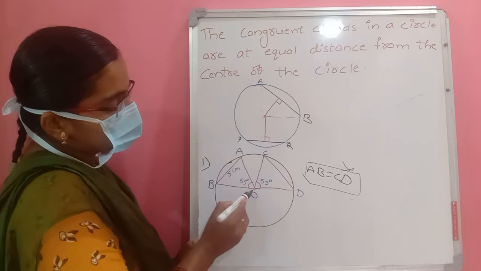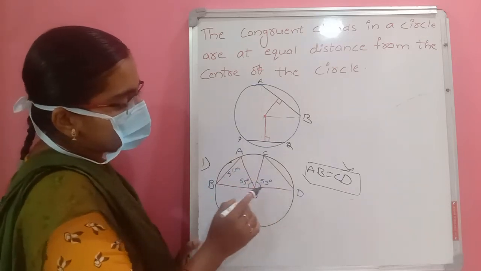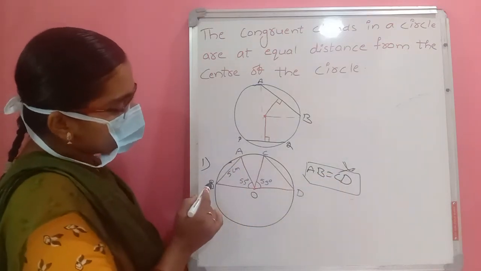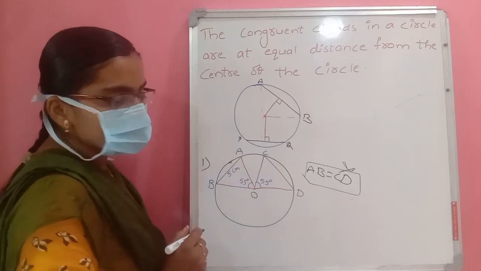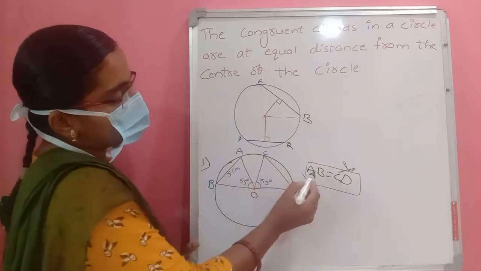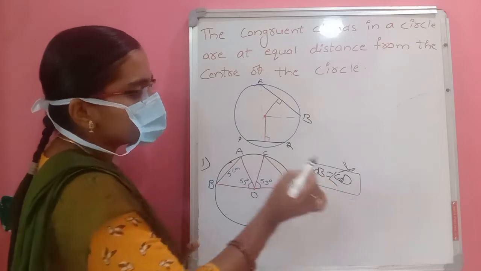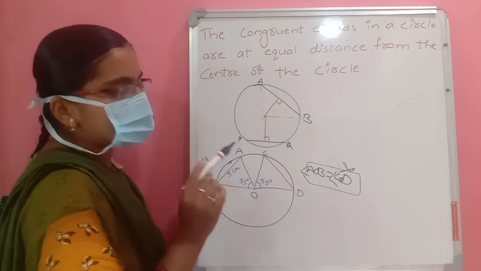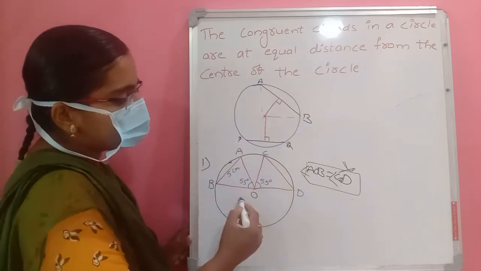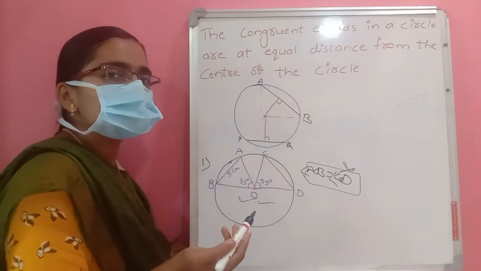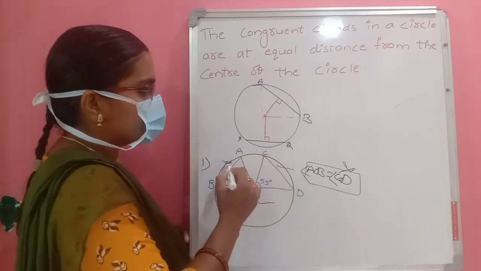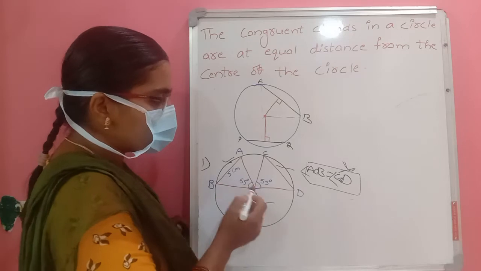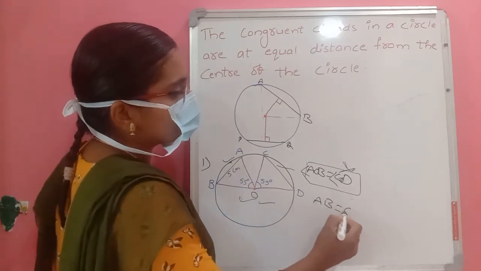AB is making a 55 degrees angle at the center. And CD is making, sorry, this is not given. I have made a mistake. So AB is making 55 degrees angle, and angle AOB and angle COD are equal. CD is also making 55 degrees at the center. Means two chords are making equal angles. When these two chords are equal, only then can they make equal angles at the center. So AB is equal to CD.